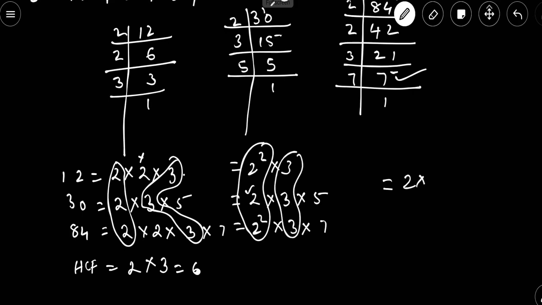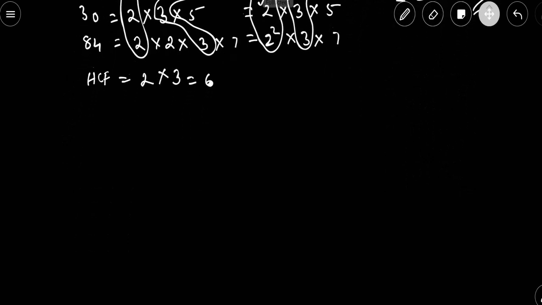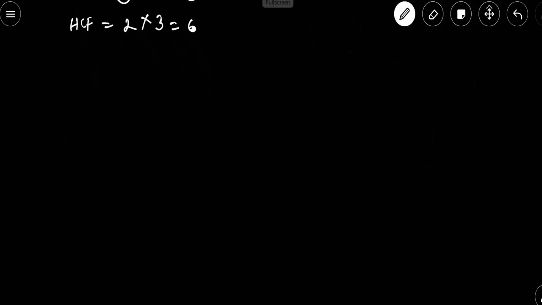So into 3, so this becomes 6. So 6 is the HCF. Now we'll see the trick to calculate this within a second. I'm going to take the same numbers, so that is 12, 30 and 84.